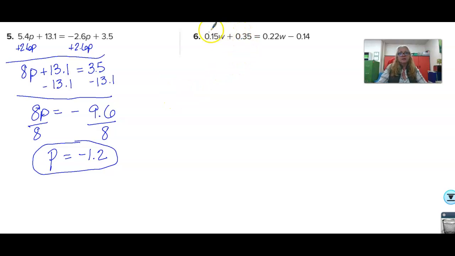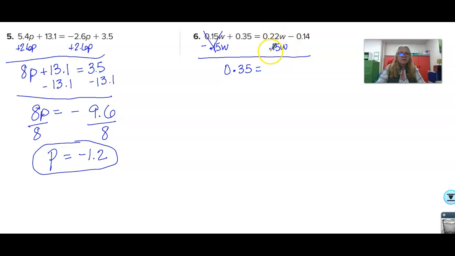Okay, number 6. Here's a variable term, 0.15w. Here's a variable term, 0.22w. 0.15 is smaller, so I'm going to subtract 0.15w from both sides. Now notice I always get the variables on one side first. It's very important that you do that. That way you know which of these numbers you need to get rid of. This cancels out this, leaving me with just 0.35 on the left.